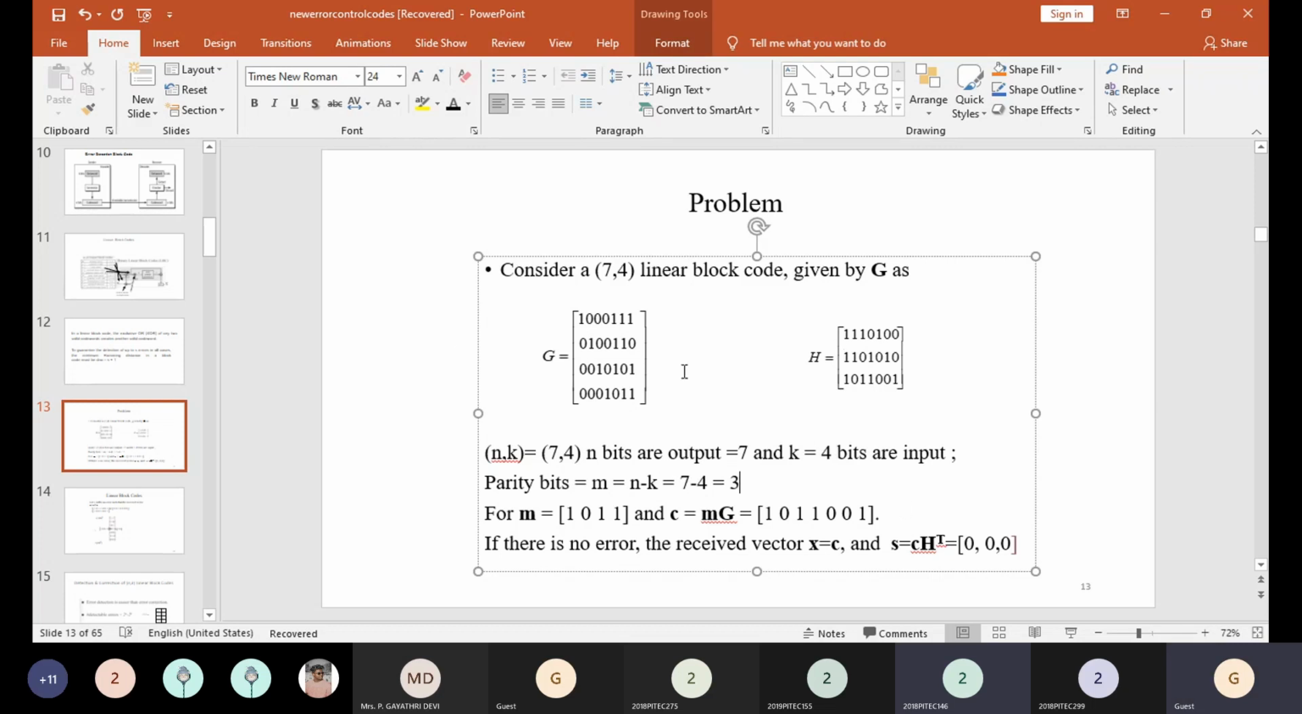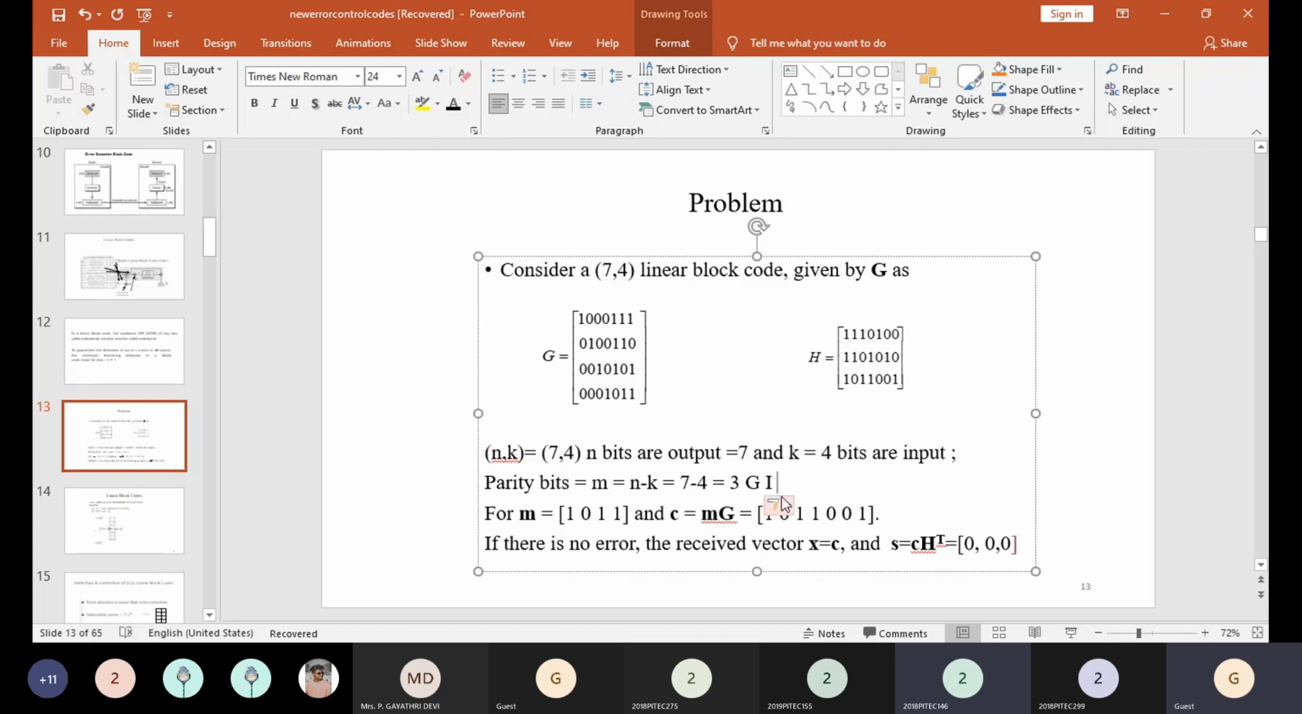Now the generator is given, and from the generator you can find out, as you know, that the generator matrix is a combination of the identity matrix I_k and the P matrix. So you can find out what the generator matrix is.